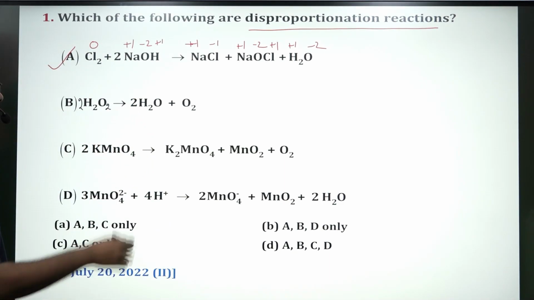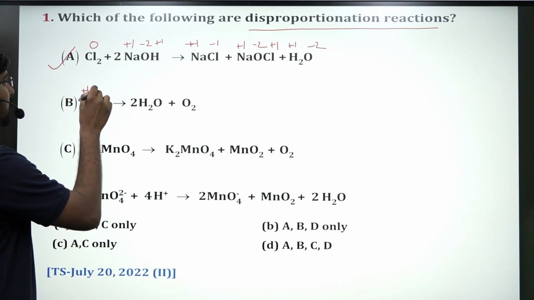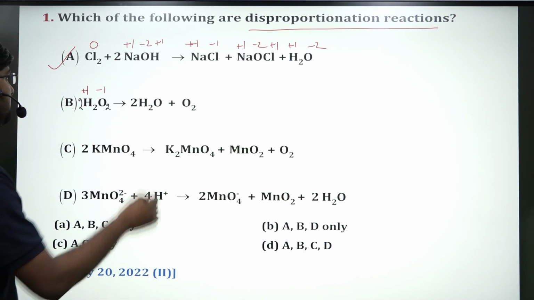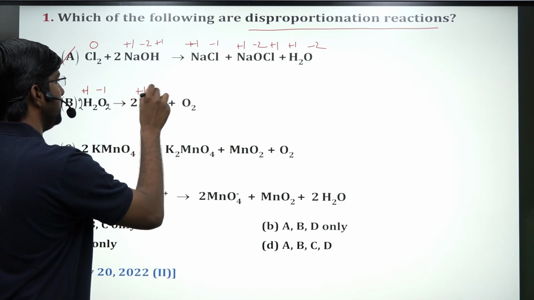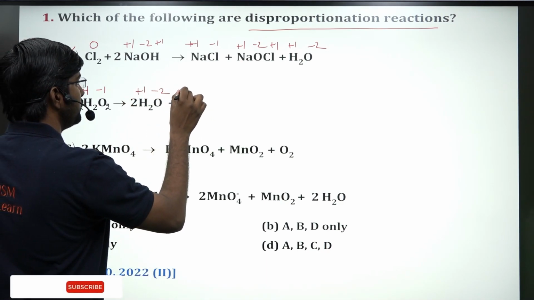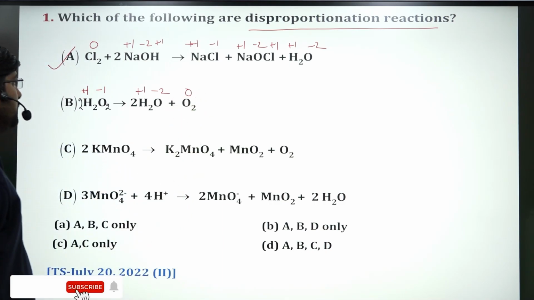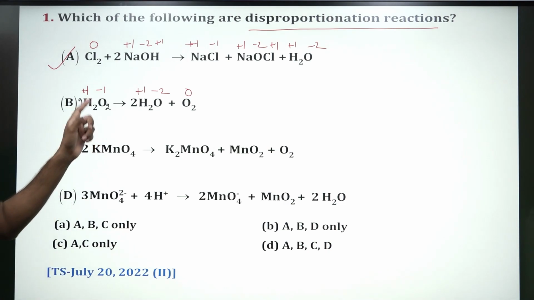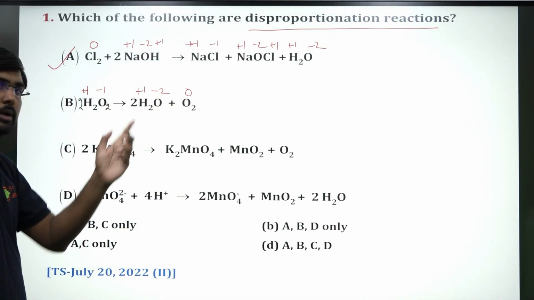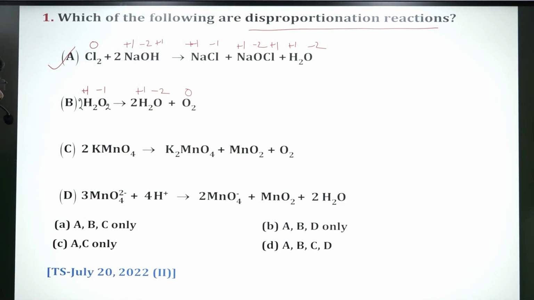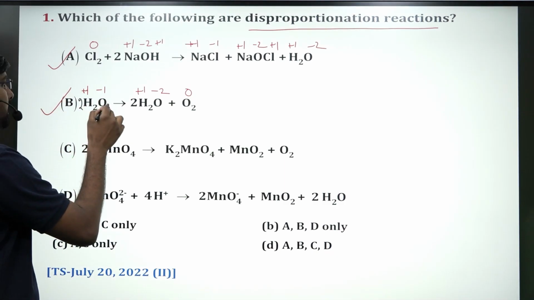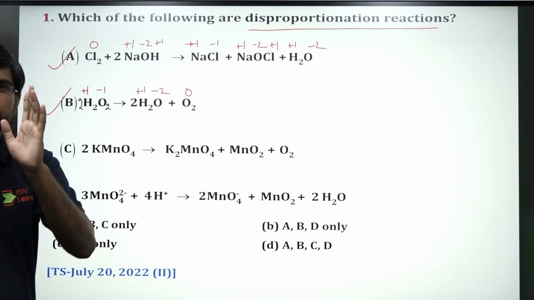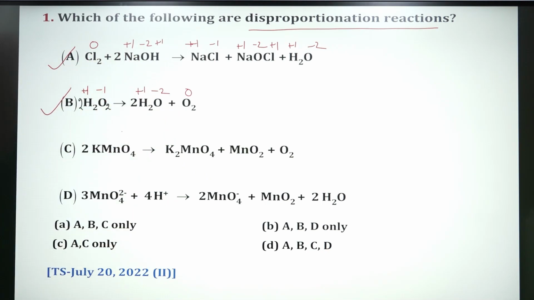So that's why it is a disproportionation reaction. Next, see here hydrogen peroxide, hydrogen +1, oxygen. In the peroxide, the oxidation state is -1. So here hydrogen +1, oxygen -2, and in the elemental state 0. See, -1 to -2, the oxidation state is decreased, so reduction. -1 to 0, the oxidation state is increased, so oxidation. So oxygen here is undergoing both reduction as well as oxidation, so that's why it is also a disproportionation reaction.